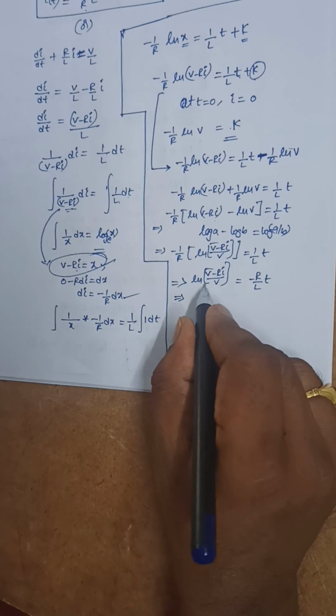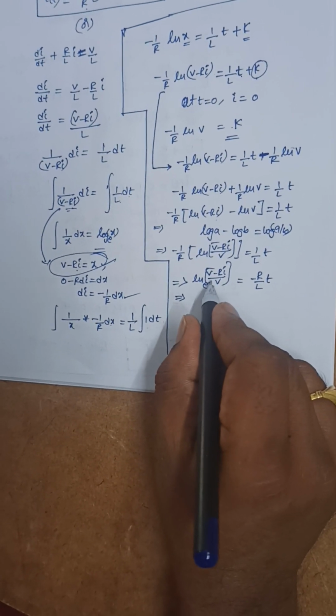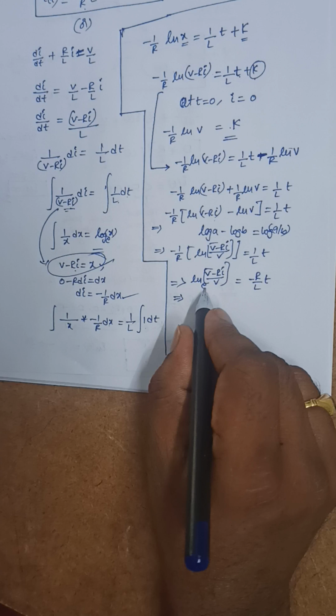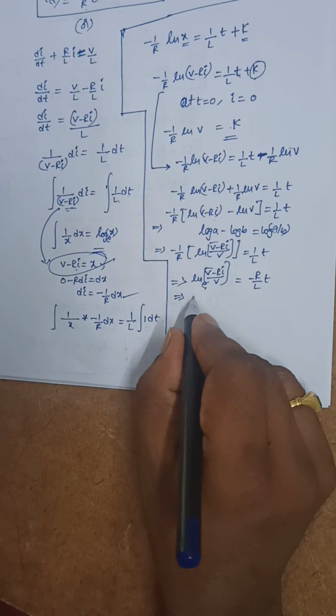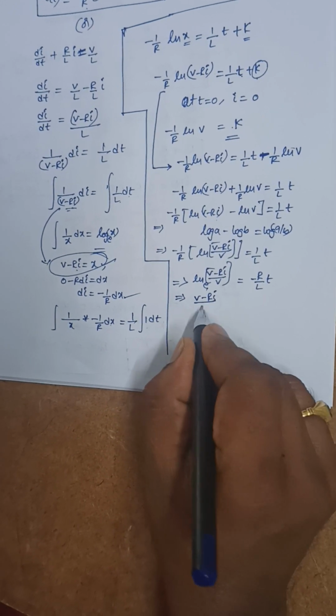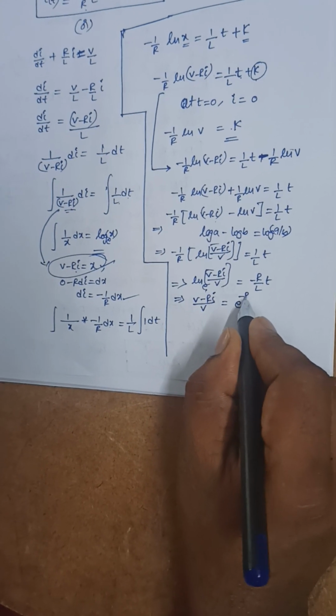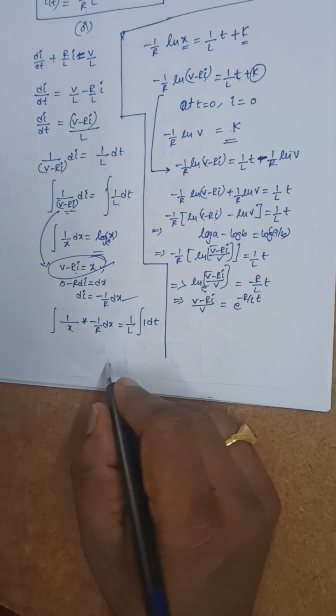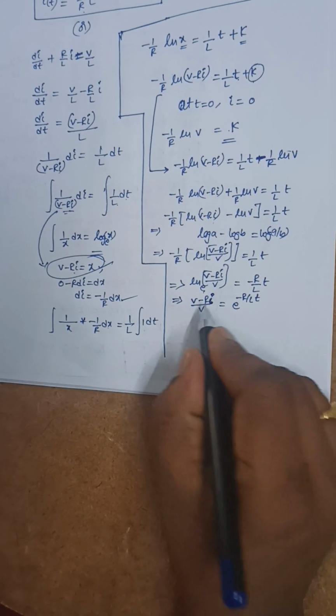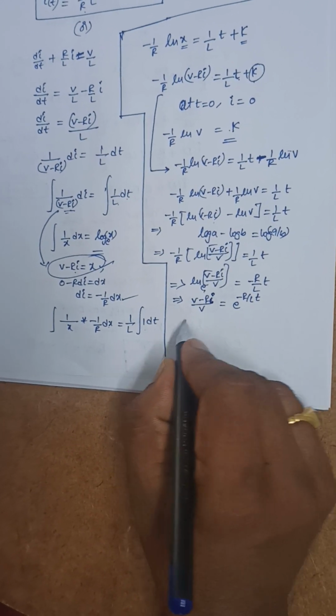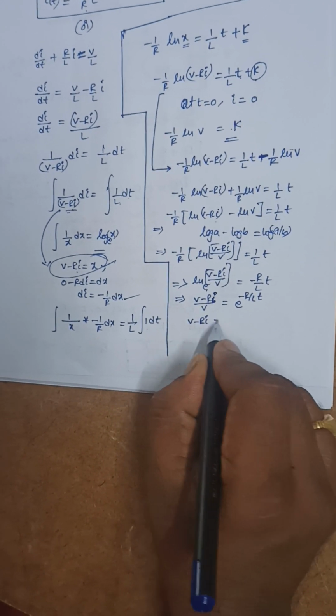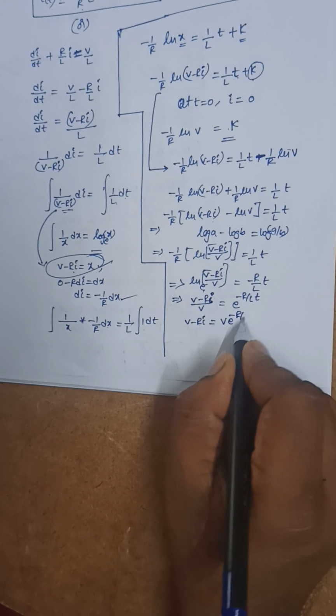Now it is log base e. So if I want to find this expression, (V minus RI) divided by V is equal to e power minus R by L into t. What I need to find here is this current I of t. To find this, just cross multiply: V minus RI is equal to V into e power minus R by L into t.